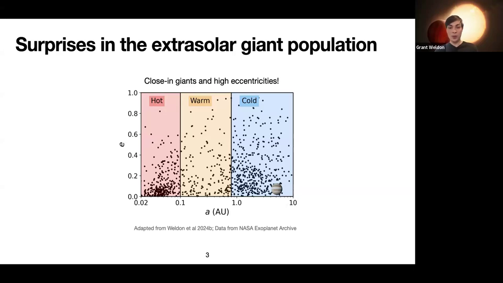There's a population of warm Jupiters, again, unlike what we see in the solar system. There's a relative dearth of these, but again, many of these have high eccentricities. And finally, the cold Jupiter population has even higher eccentricities on average, very much unlike the Jupiter that we have in our own solar system. And together, these features of the giant planet population suggest that there's some additional physics that we need to describe these features.